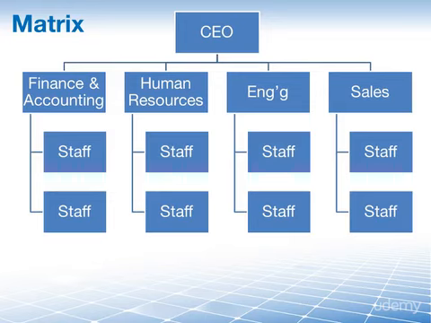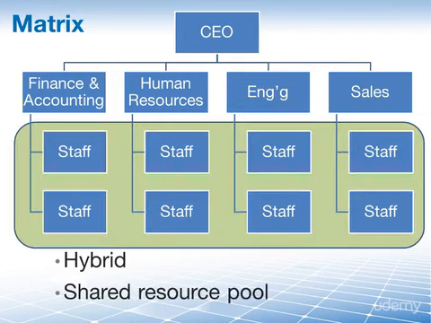Matrix organizations, those are any organizational structures in which the project managers share responsibility with the functional managers for assigning priorities and for directing the work of persons assigned to the project. This is a hybrid of the functional and the projectized model, where we have a pool of resources which are all managed both by the functional manager and the project manager.